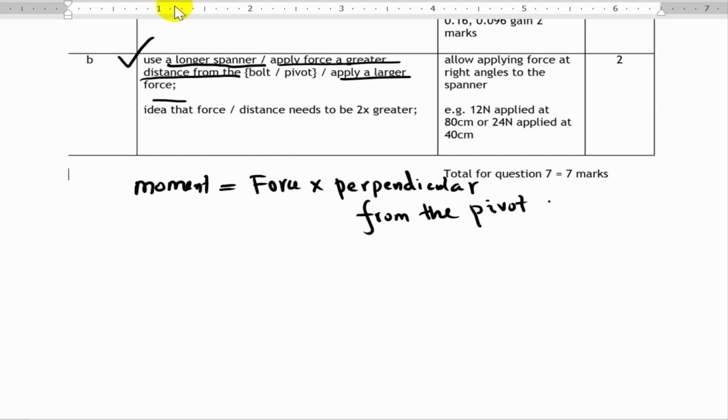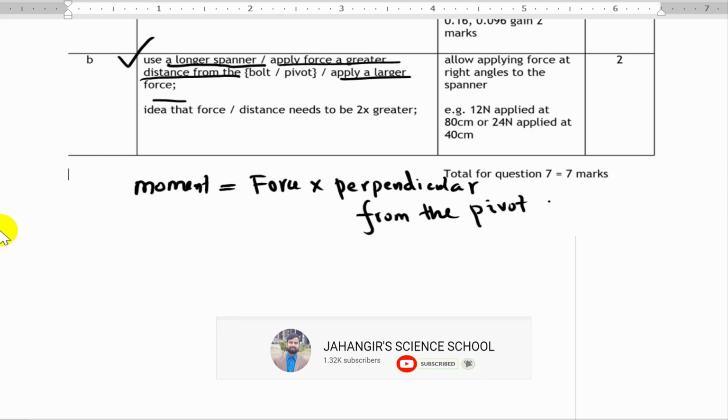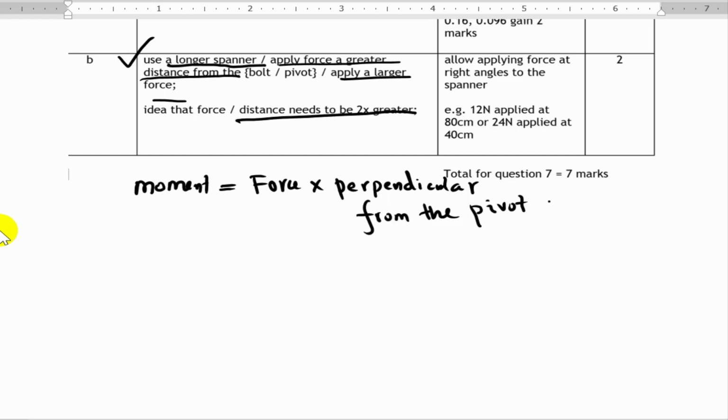So if the mechanic uses a longer spanner, then he or she can produce a greater moment, or apply a force at a greater distance from the pivot. The distance needs to be greater, okay, or applying a force at a right angle to the spanner.